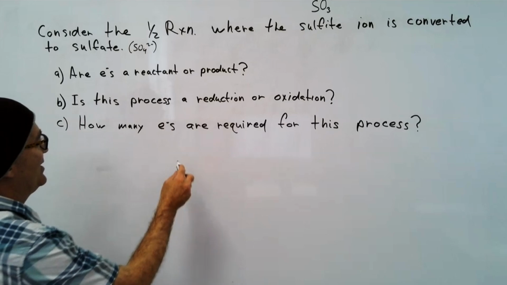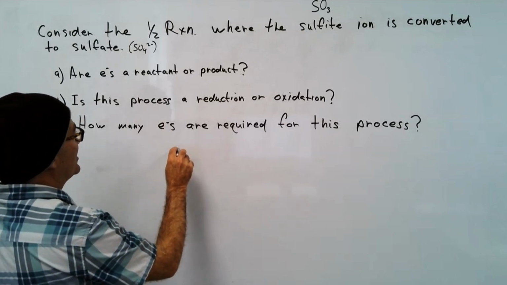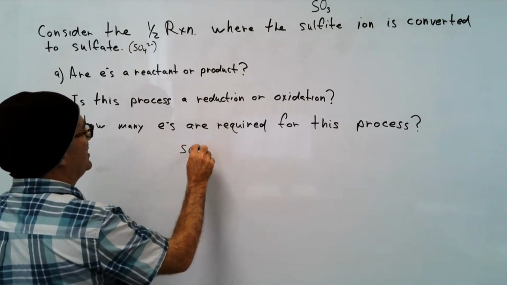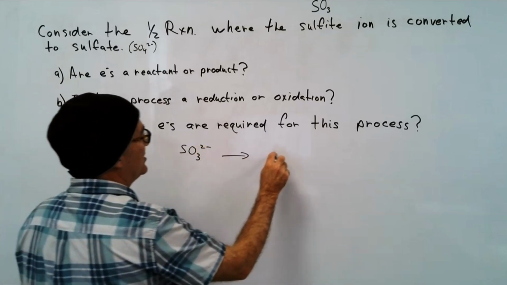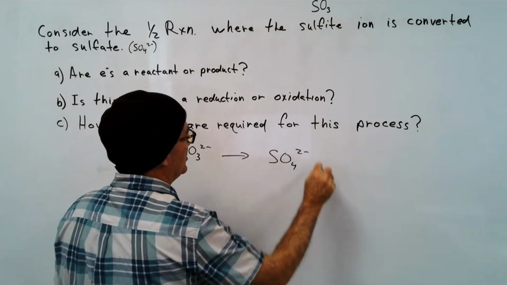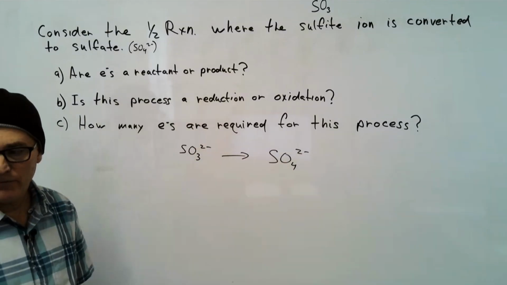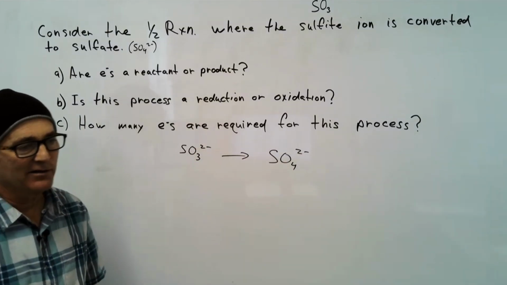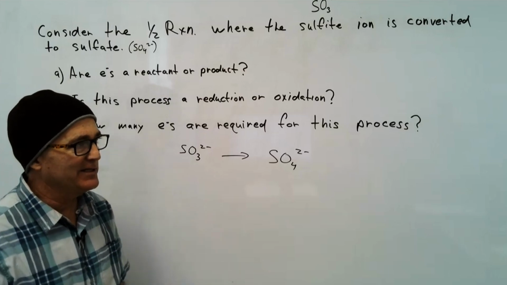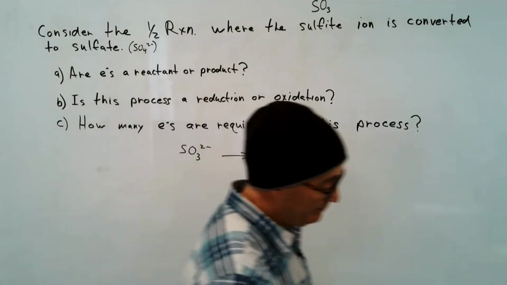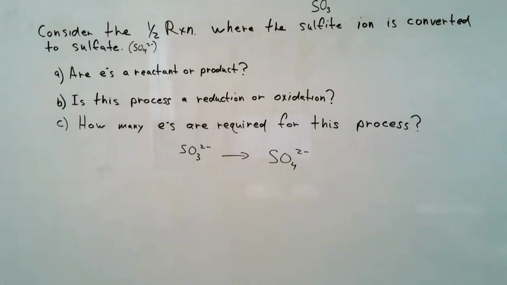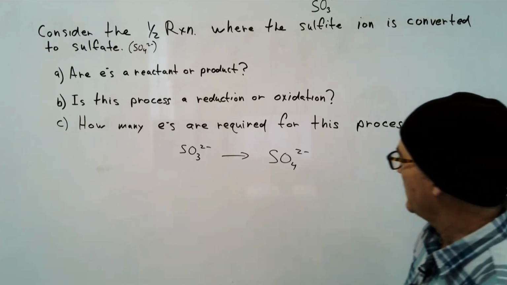So I'm going to start out with sulfite, SO3 2-, getting converted to SO4 2-. So there's half the battle. Now we pull out our algorithm for the method of balancing half reactions, and we say something like: balance elements other than hydrogen and oxygen. So then what do we do next? Which element? Yeah, we balance oxygen.